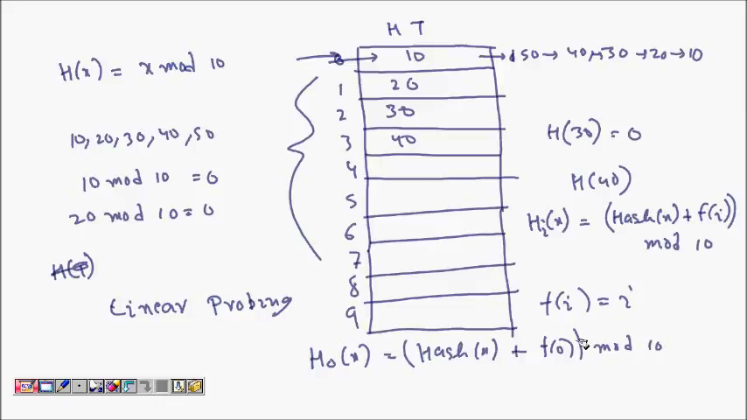So the first one will be hash of x mod 10, so it will be the same. Others will be varying. Basically you add plus 1, plus 2, plus 3 to them till the collision is resolved, okay. So we will see it formally. Let's see it here in the slides.